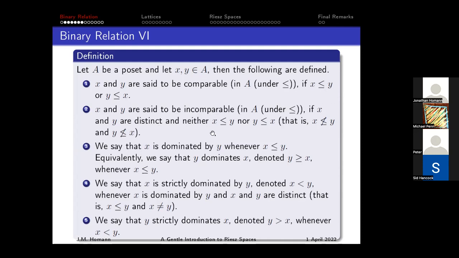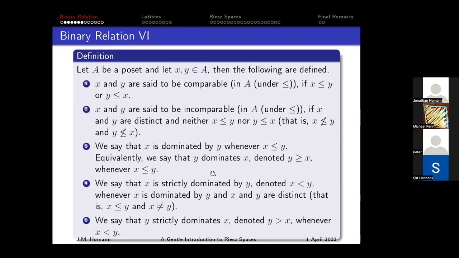So we'll say that X and Y are incomparable if X and Y are distinct and neither is X partially ordered by Y nor is Y partially ordered by X. So using our notation of not related, we can say X is not related to Y and Y is not related to X. So now to finally give a way to talk about what this means, how to say it, we'll say that X is dominated by Y whenever X is partially ordered by Y. And since we use this inequality, we might simply say X is less than or equal to Y, as we know from the real numbers.